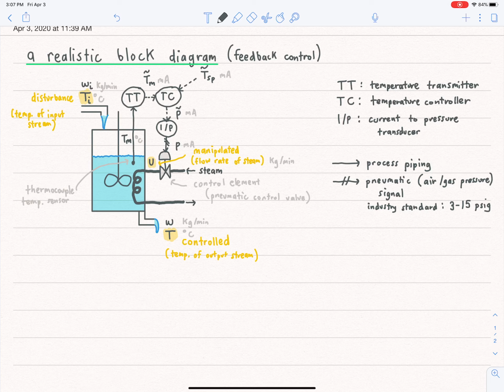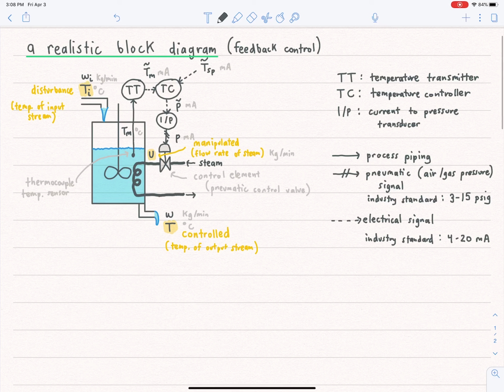And then the dashed line is an electrical signal. And here again, there's an industry standard. And it doesn't start at 0 because that would be a loss of electricity, right? Or a wire has been cut. And the industry standard is 4 to 20 milliamps. Okay, so that's a unit of current.